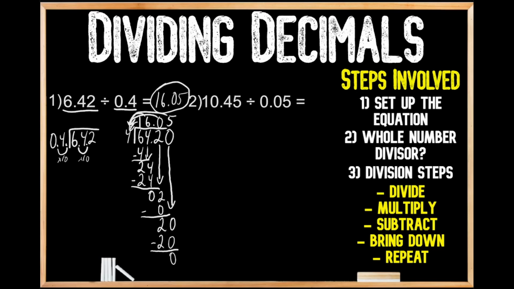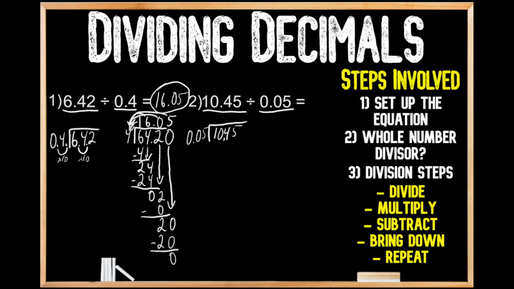So now we can move on to question number 2, where this time we're being asked to divide 10 and 45 hundredths by 5 hundredths. So first we're going to set up the equation. We know that the 10 and 45 hundredths is our dividend. So we're going to write that down below of 10 and 45 hundredths. And we're going to put our division bar up top, leaving us our divisor of 5 hundredths. So we're going to write the divisor of 5 hundredths to the left and on the outside.